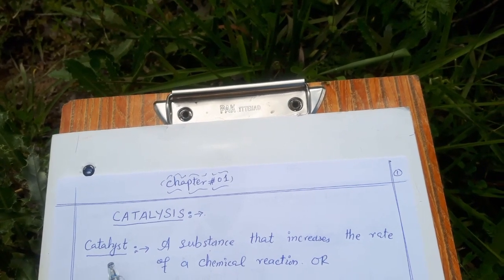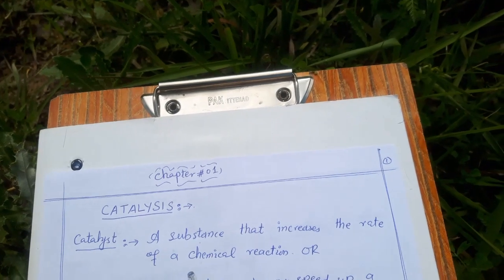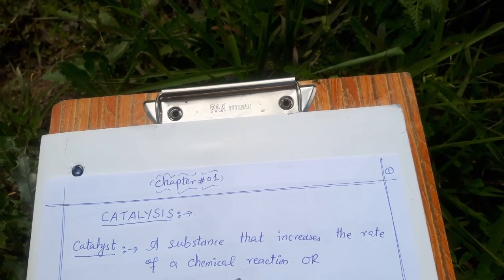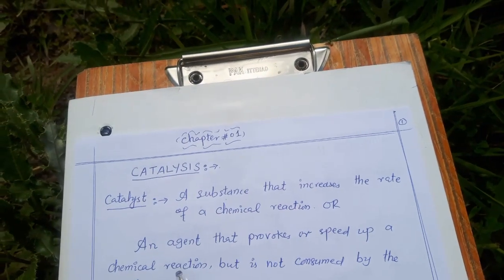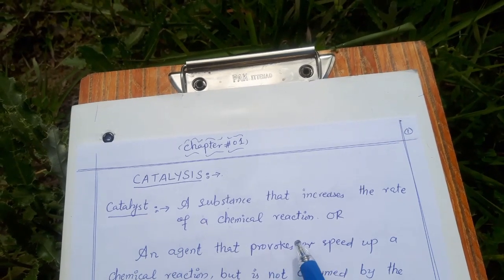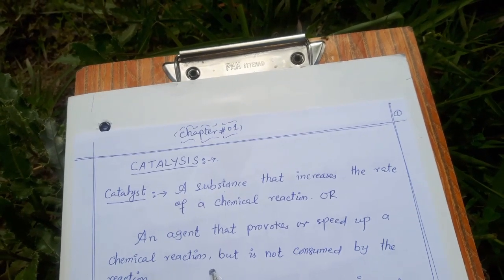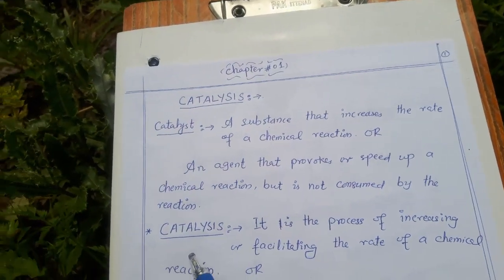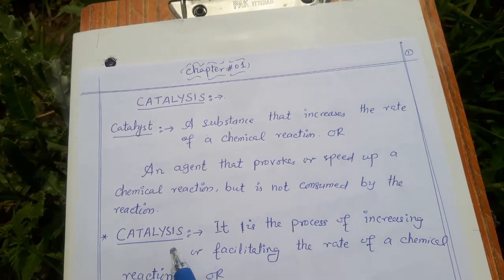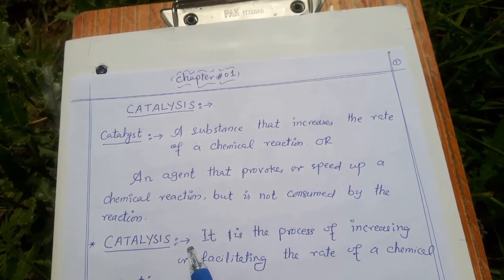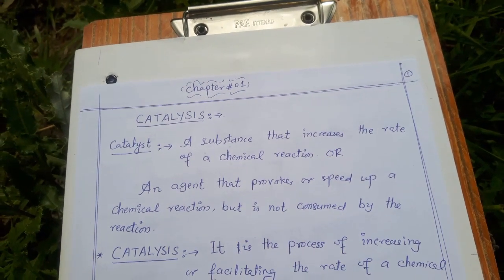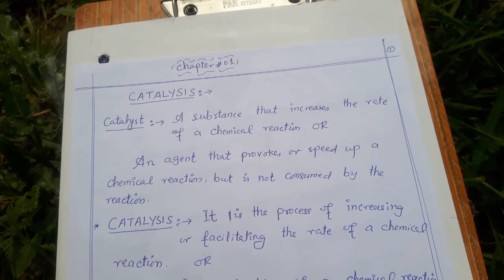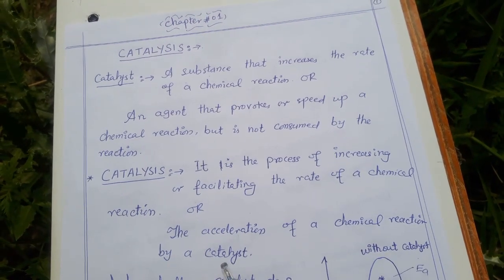So, starting from the definition of a catalyst. What is a catalyst? A catalyst is a substance that increases the rate of a chemical reaction, or in other words, a catalyst is an agent that provokes or speeds up a chemical reaction but is not consumed by itself in the reaction. Going toward catalysis: catalysis is the process of increasing or facilitating the rate of a chemical reaction, or catalysis is actually the acceleration of a chemical reaction by a catalyst.